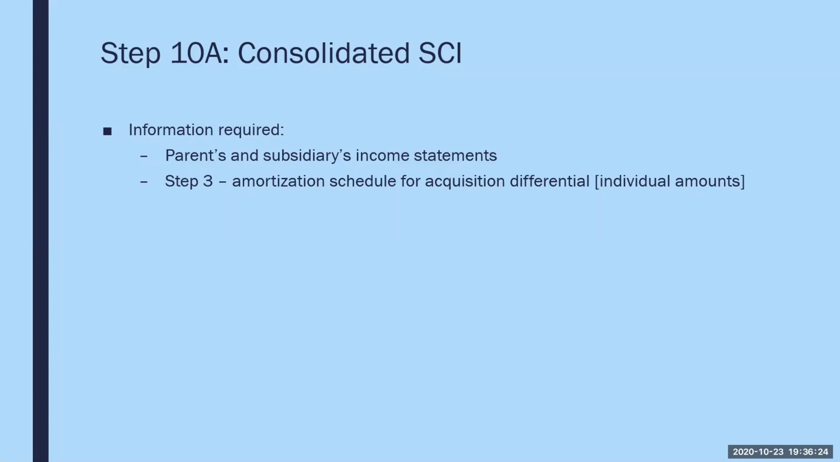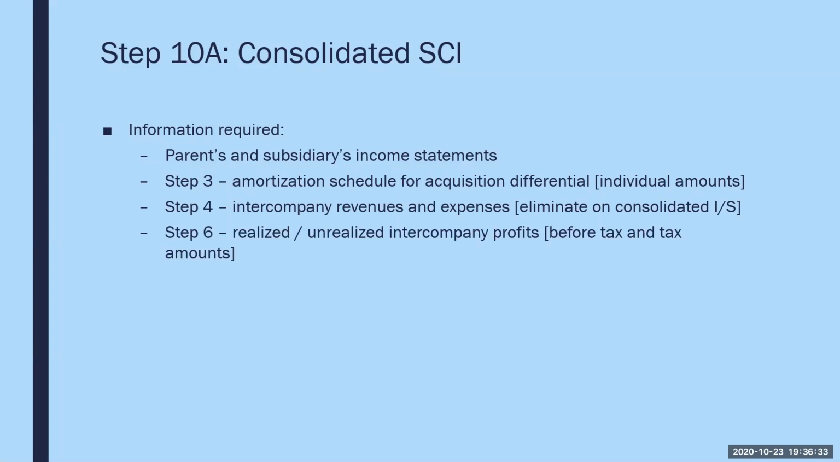Next up, step 10A is the consolidated statement of comprehensive income. To prepare this, you need information that comes from the parent and the subsidiaries' standalone income statements. Step 3, the amortization schedule. Step 4, which had the intercompany revenues and expenses for elimination. Step 6, the intercompany profit information. And step 7, basically for two purposes: the total should match, and then the amount of consolidated net income attributable to the parent and to the NCI, because that is a required disclosure under IFRS.